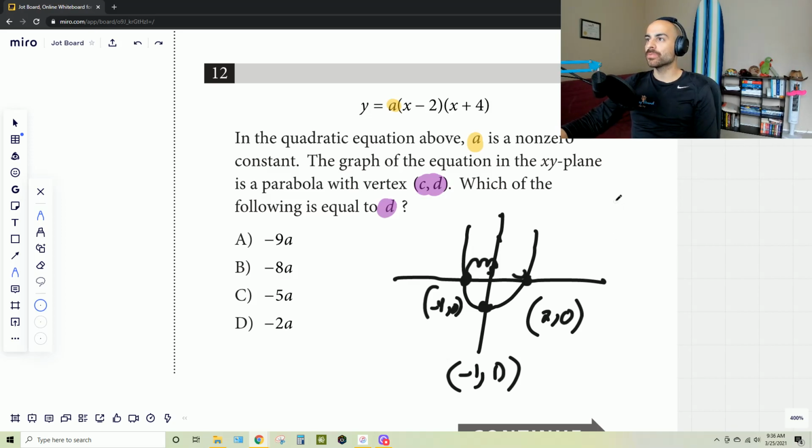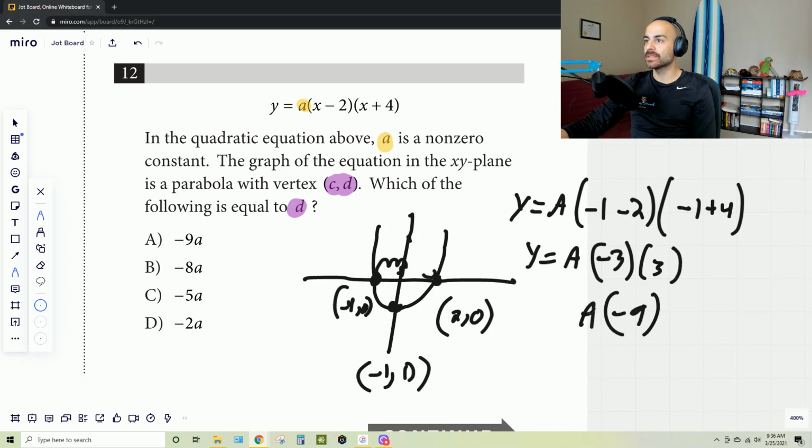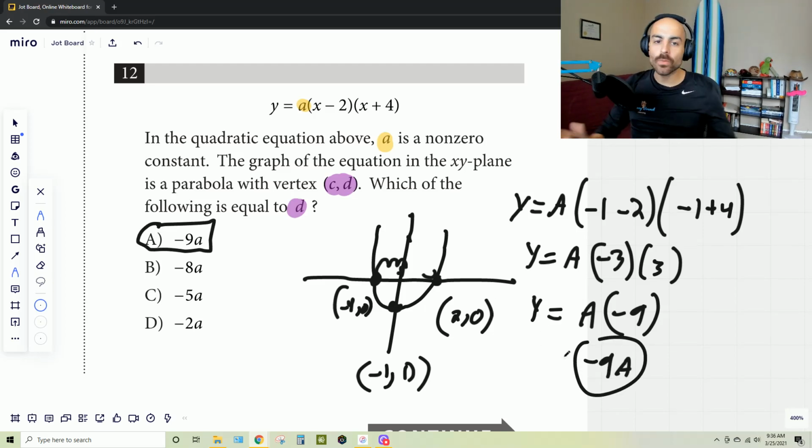So I can rewrite this problem as y equals a, I always use capital letters, (-1 - 2), and that's now being multiplied by (-1 + 4). And then I can just simplify it to my best ability. y equals a outside of -3 being multiplied by +3. And then I can multiply in any order. So to make life easier, I'll just turn this into -9, and then this is a. And I can realize that this is the same thing as -9a.